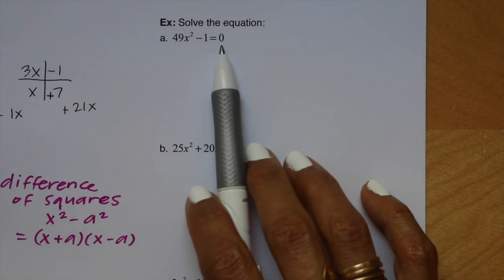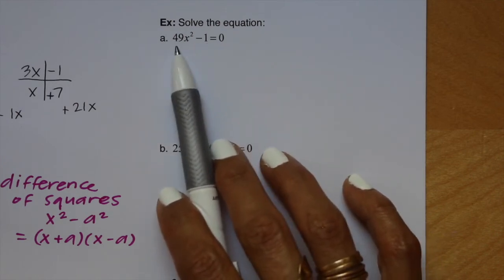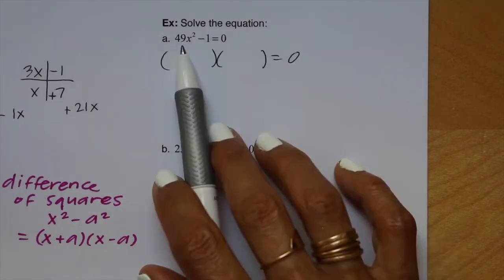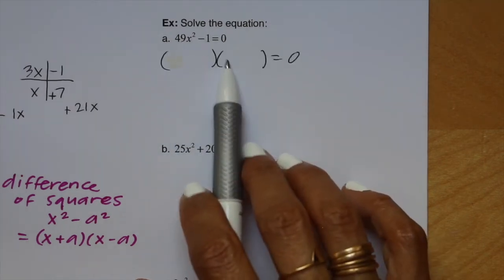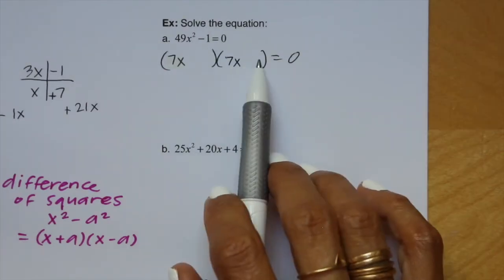Next, we're going to solve the equation by factoring. We have our expression already equal to 0 in this case. If you'll notice on the left side, we have a difference of squares, so we're going to go ahead and factor this. We're going to use 7x times 7x makes 49x squared, and 1 times 1 makes 1. We're going to go plus 1, minus 1.